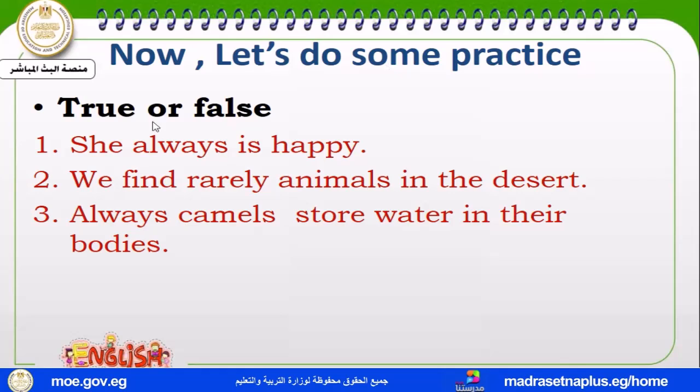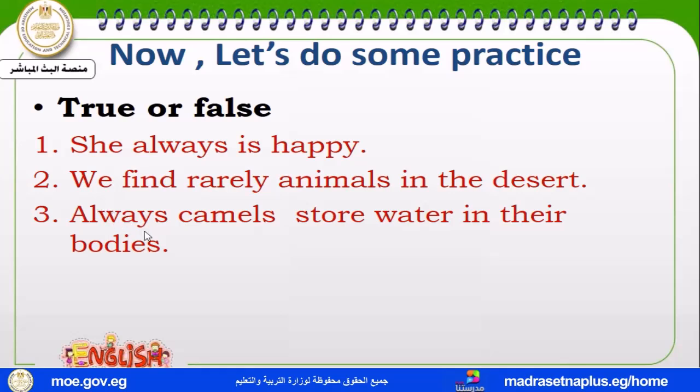Look at the first example here. She always is happy. Where is the adverb of frequency? It's always. What is the verb? It's is. So here in the sentence, always is before the verb to be. And number 2, where is the adverb of frequency? Rarely. What is the main verb? Find. Here, the adverb of frequency came before the word find. In number 3, always came at the beginning of the sentence. Is it correct?